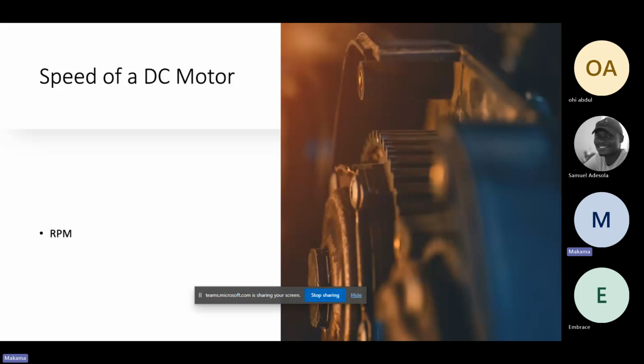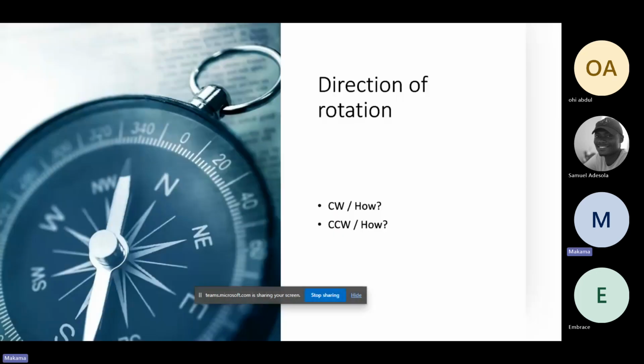And the speed of the motor is very essential, because when choosing a motor for a specific application, the RPM, that's the speed of the motor, is to be considered. It's very important. So we also have the direction of rotation. Just as the speed of the motor is very important, the same applies to the direction of rotation.